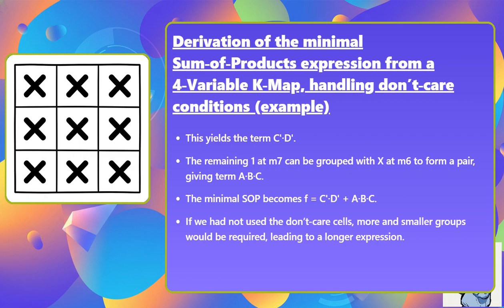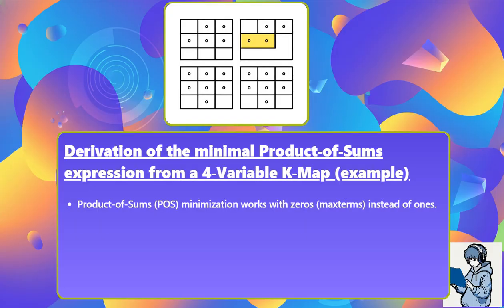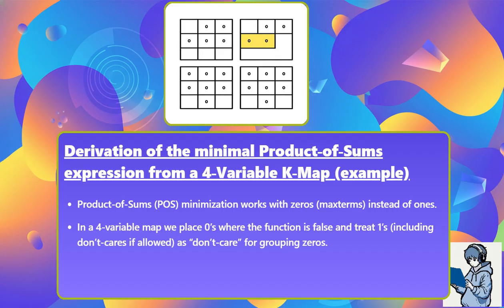If we had not used the don't care cells, more and smaller groups would be required, leading to a longer expression. Product of sums, POS, minimization works with zeros, max terms, instead of ones. In a 4-variable map, we place zeros where the function is false and treat ones, including don't cares if allowed, as don't care for grouping zeros.